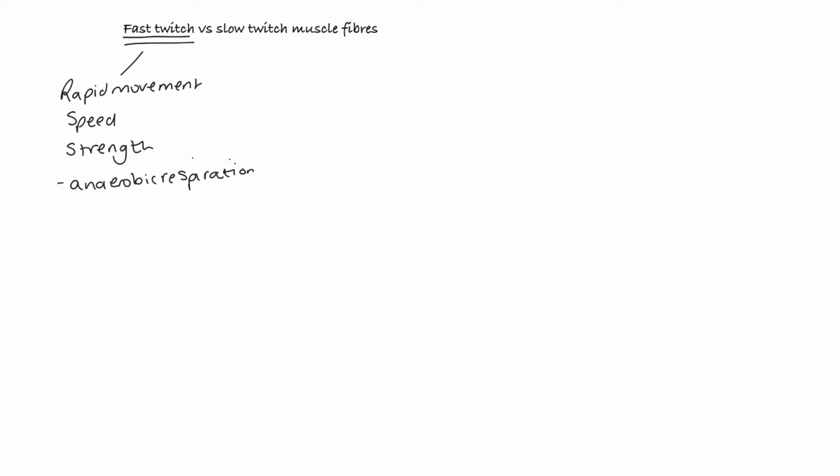So if we were to compare these to slow twitch muscle fibres, these are involved in endurance activities, stamina, where you're going to do the same thing for a long time over and over again. These types of muscle fibres rely on aerobic respiration.